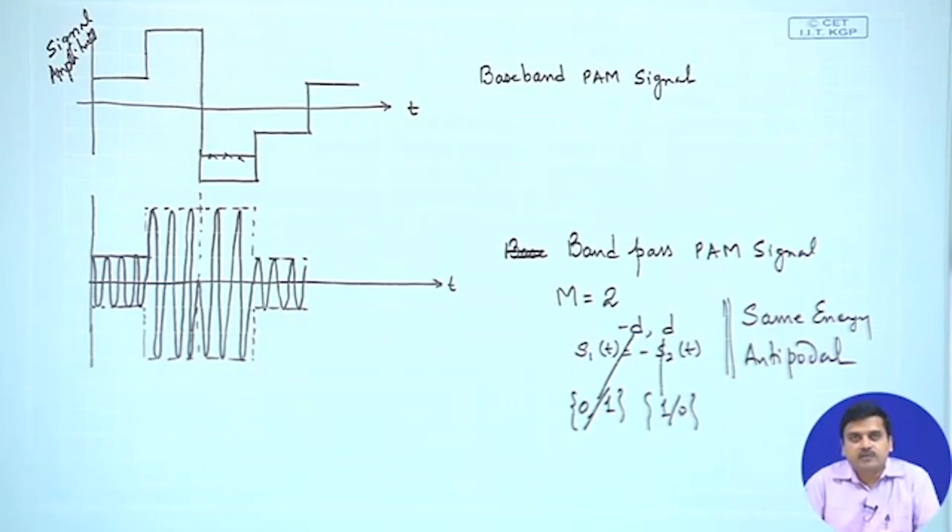Whereas, if we had 4 amplitude levels, let us say 3d, d, minus d and minus 3d, then you would need 2 bits: 00, 01, 10, 11. We have described that with a particular way of mapping, you could reduce the possibilities of errors. Some of these things would be consistent throughout our discussion of other modulation techniques.